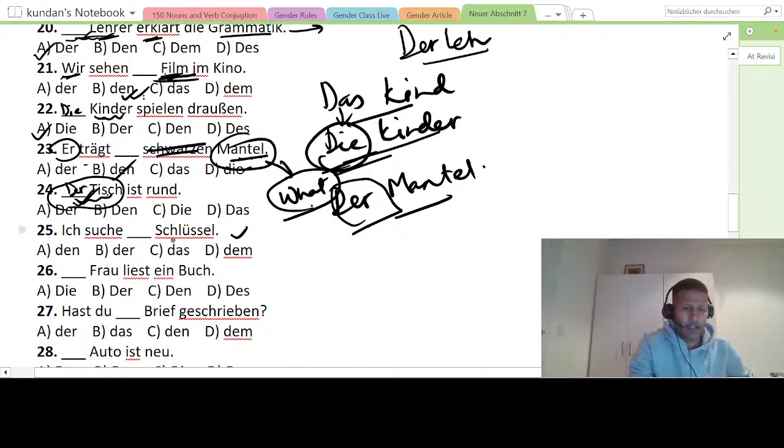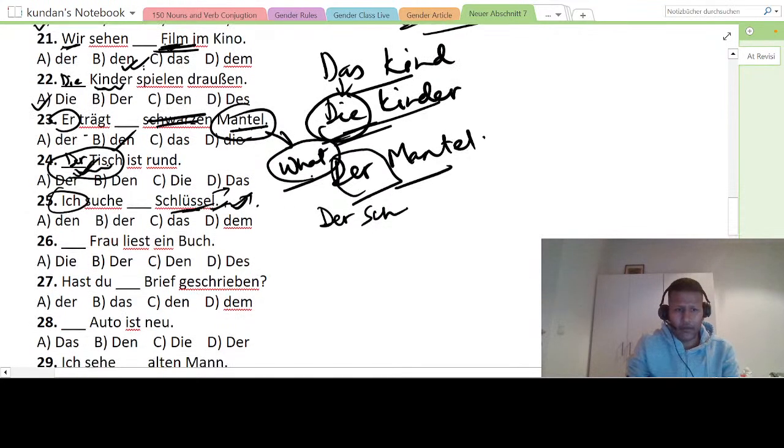And what about this guy? I'm searching a key. Okay, so this is object. So this is accusative. So what is Schlüssel? It is der Schlüssel. So what will be the thing here? This is accusative. Subject is I, what I'm searching? Keys. So this is object, right? So I have already told you it will become den. Yeah, only what changes in accusative? The masculine one, nothing else changes. So it is den Schlüssel.